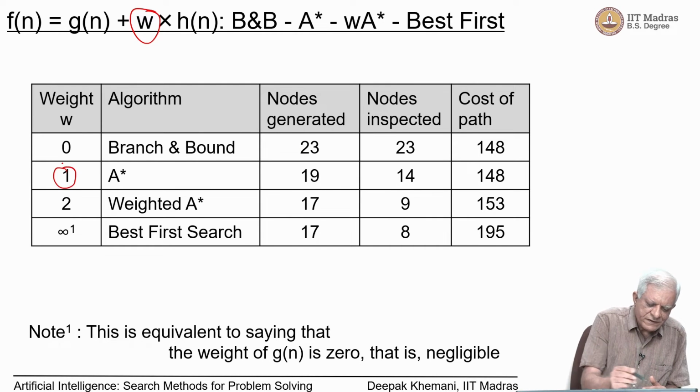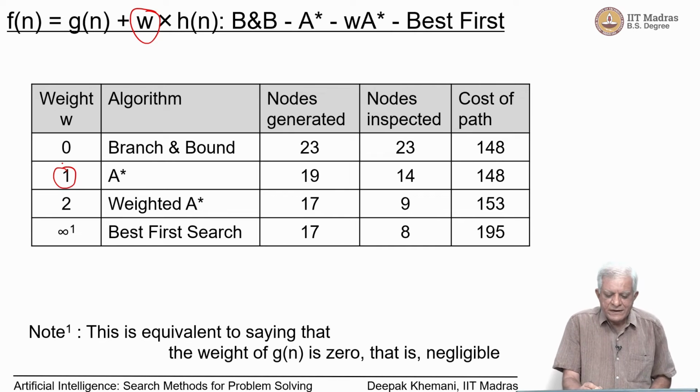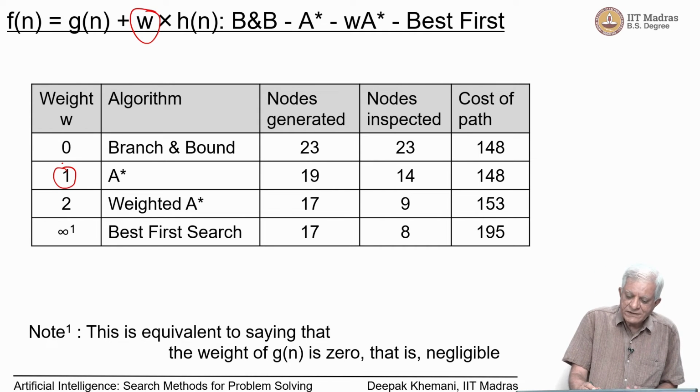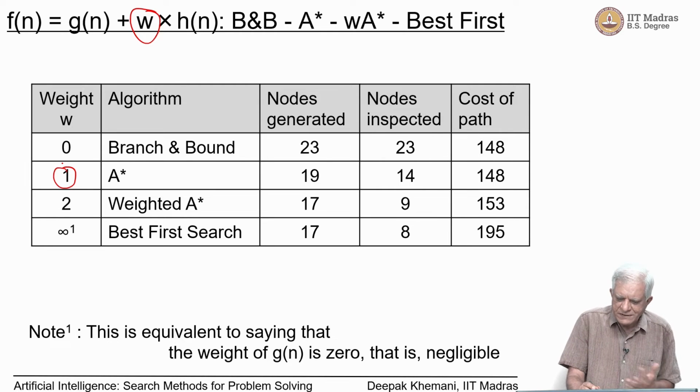So, that is why we have written the weight 1 here. It explored 19 nodes, it generated 19 nodes and inspected 14 of them. That means 14 nodes will be in the closed. It also found an optimal path of cost 148.